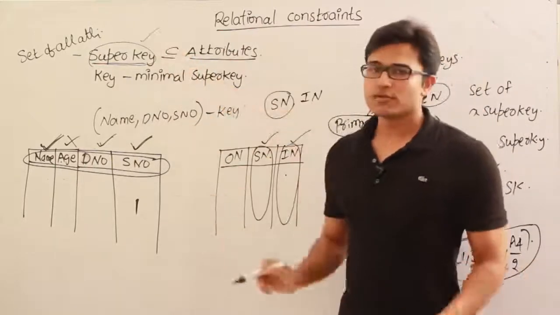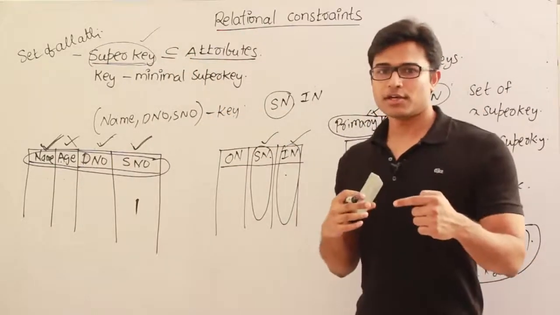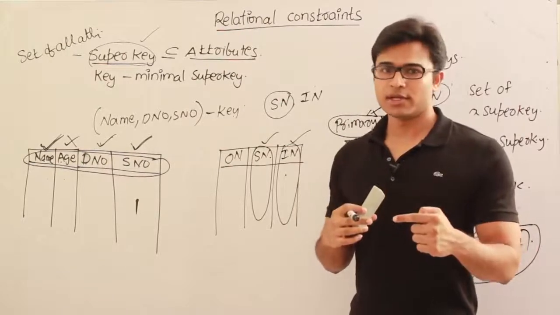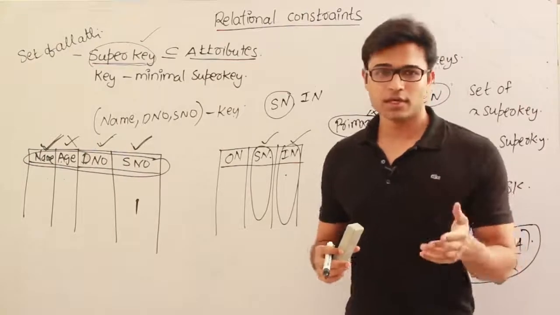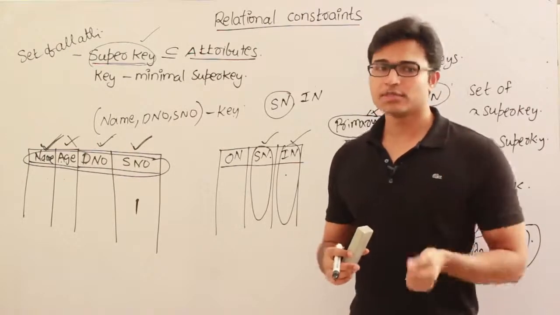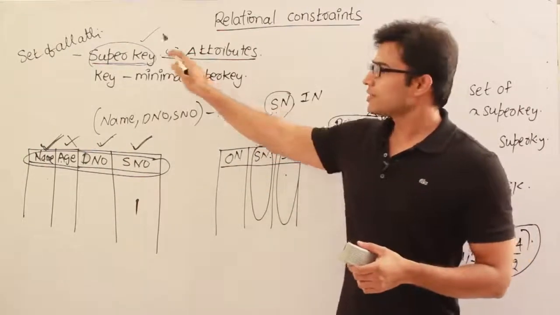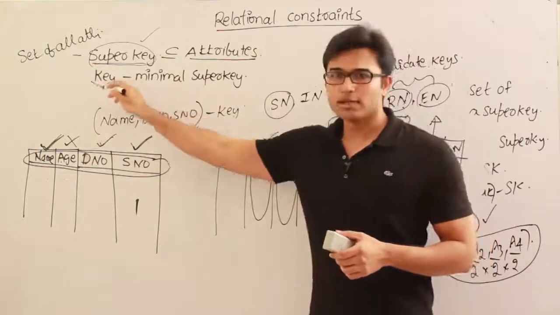First thing we have seen is a super key. Any set of attributes for which no two tuples have the same values is called a super key. In the worst case, all the attributes of a relation put together form a super key, because of the restriction that no two tuples can be the same. And if you try to minimize the super key, you get a key, right?